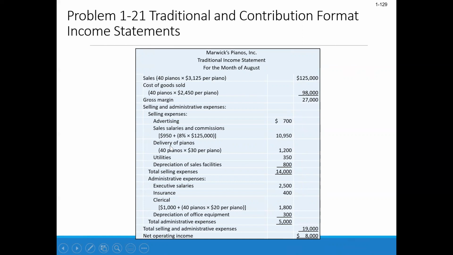We take our selling and administrative expenses. A couple of them, the sales commission, we had to add 8% times 40 pianos. And then we had delivery of 40 pianos at $30. And then some clerical. This is our traditional statement.